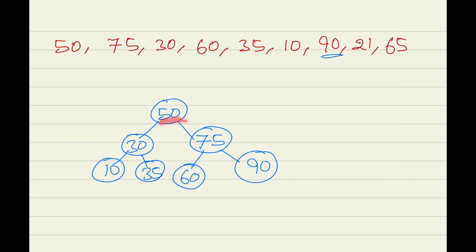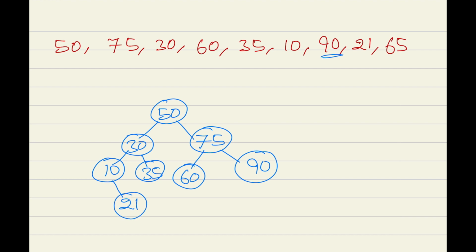Now read the next one, that is 21. Compare again 21 with 50. 21 is smaller, come to the left. So 30 and 21, 21 is smaller, come to the left. Then 10 and 21, 21 is larger, come to the right. So you can add 21 here.